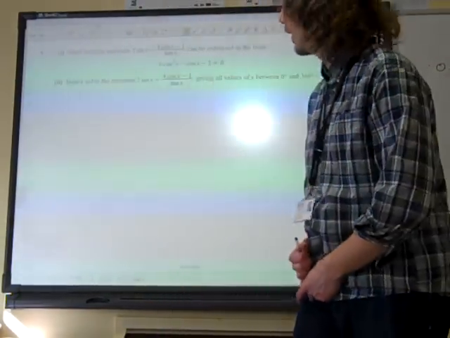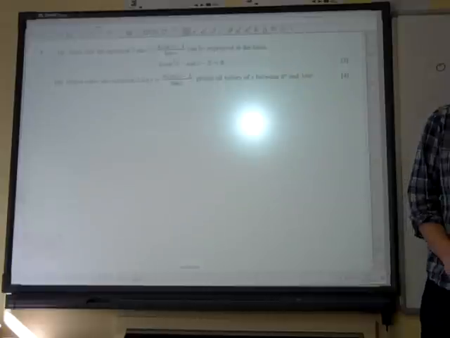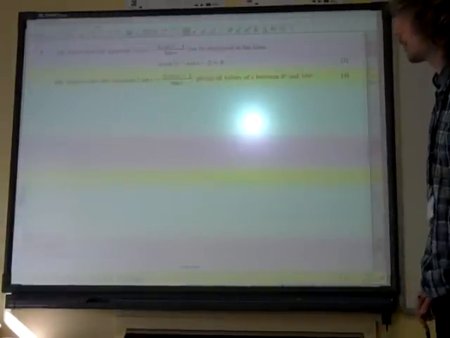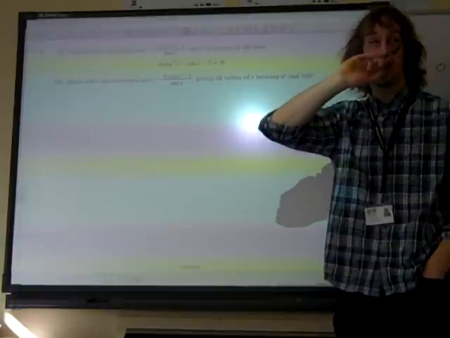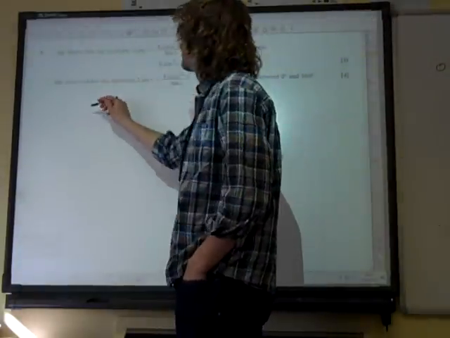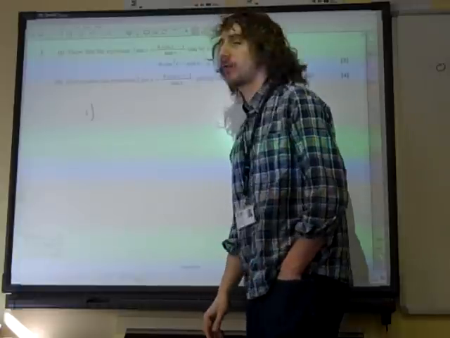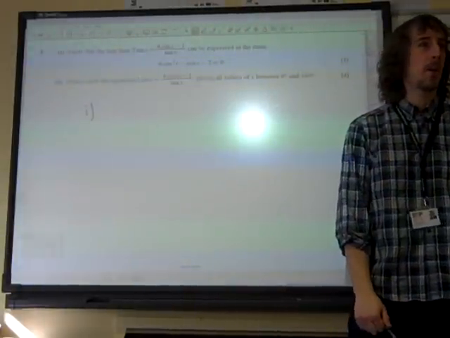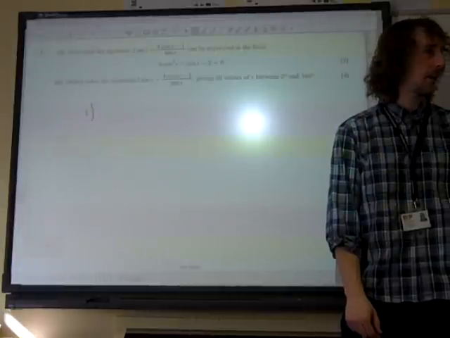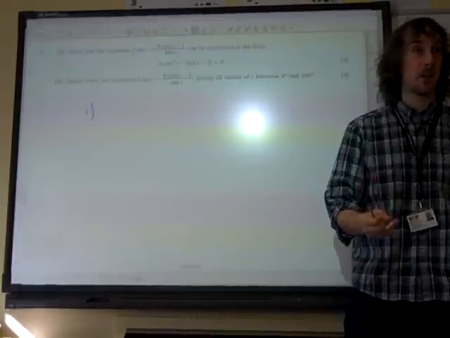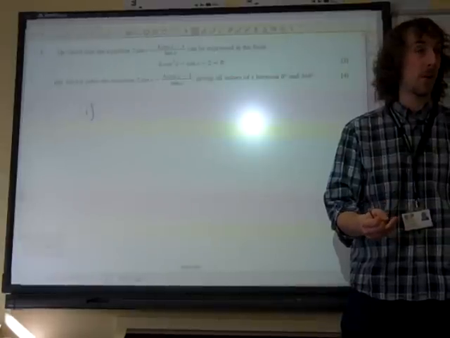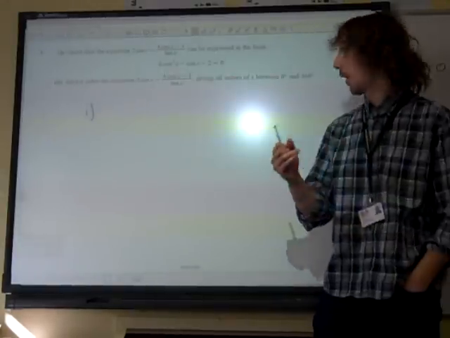Show that 2 sine x equals 4 cos x minus 1 over tan x can be expressed in that form. Actually, this first part was really quite well done by most people. It's just about demonstrating that you know the identities that we have for this. We have 2 identities. We have tan x is sine over cos, or we have sine squared plus cos squared equals 1.